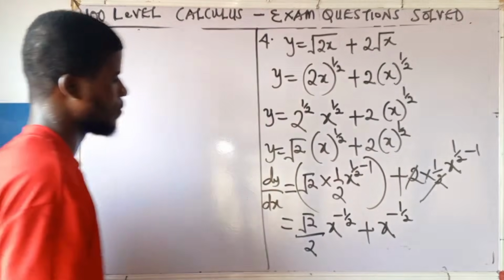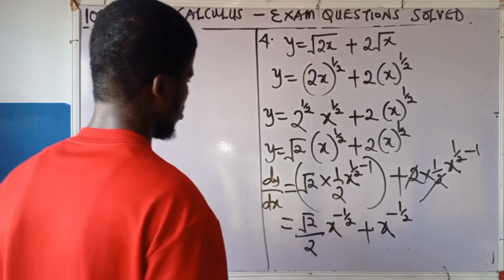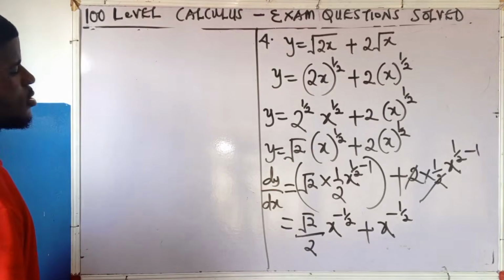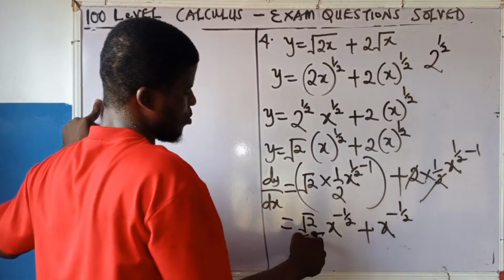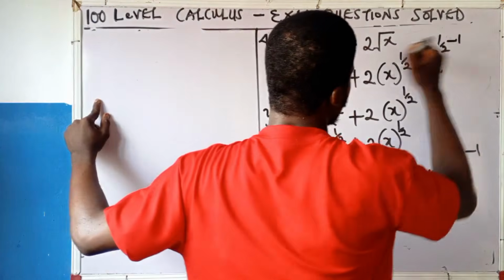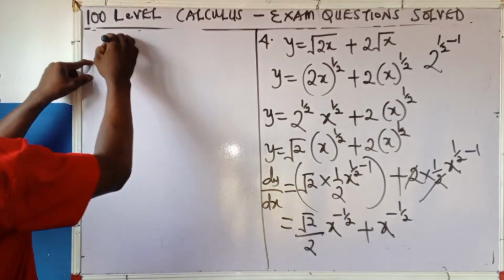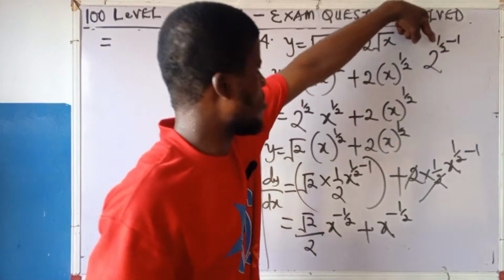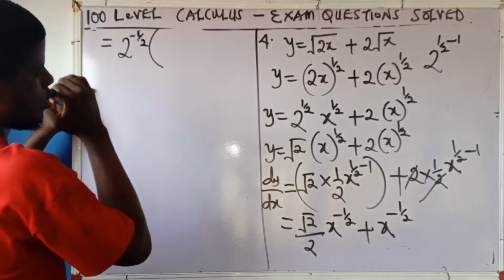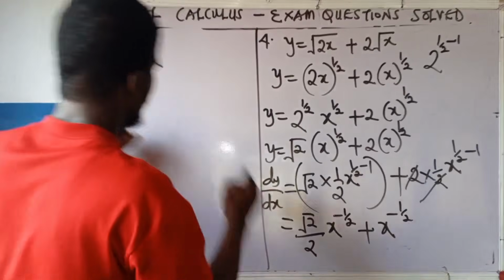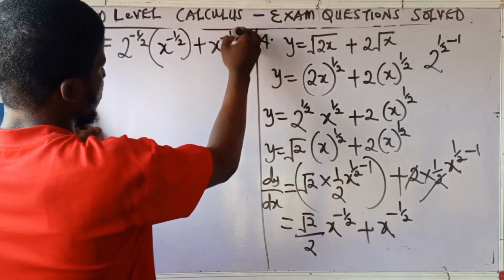So what do we have now? I think I can simplify this. What's root 2 over 2? Root 2 is 2 raised to the power 1 over 2, all over 2, which is to the power of 1. So minus this, half minus 1 is minus half. So dy/dx equals 2 raised to the power minus half times x to the power of minus half. Yeah, x to the power of negative 1 half plus x to the power of negative 1 half.